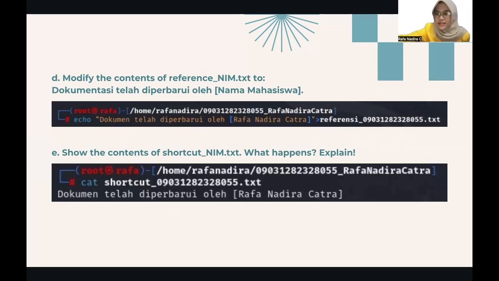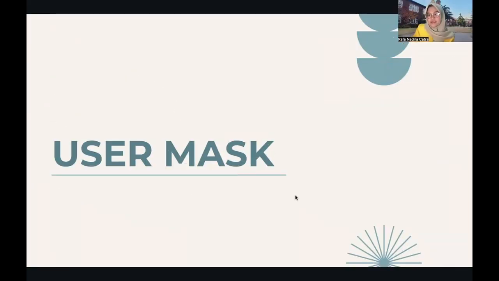E. Show the contents of shortcut_name.txt. What happens? Explain. So in this question, I use the cat command to show the contents of the file. Since shortcut_name.txt is a symbolic link to referensi_name.txt, it will show the updated content of the reference file. Just like in the picture, the content is: dokumentasi telah diperbarui oleh Rafa, Nadira, Catra, which is the content of referensi_name.txt.